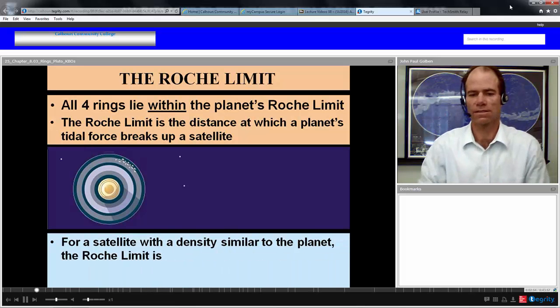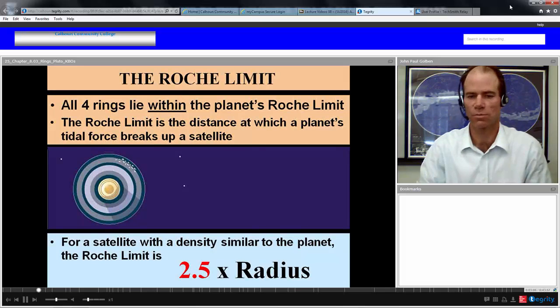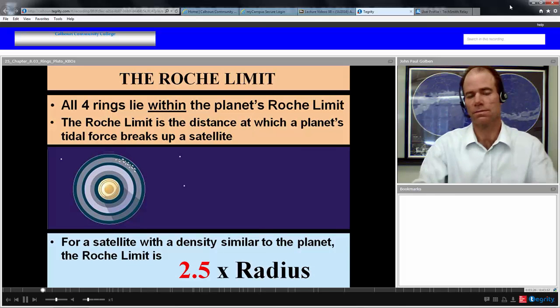For a satellite that has a density similar to the planet's density, the Roche limit is 2.5 times the radius of the planet. So in the case of Saturn and Jupiter, which have density on the order of 1, if the satellite itself were on the order of a density of 1, then at 2.5 times the radius of the planet, you would expect it to disintegrate into ring-like material. Most of the satellites probably would be about twice the density of those planets, but it pretty much follows the same order of relationship.